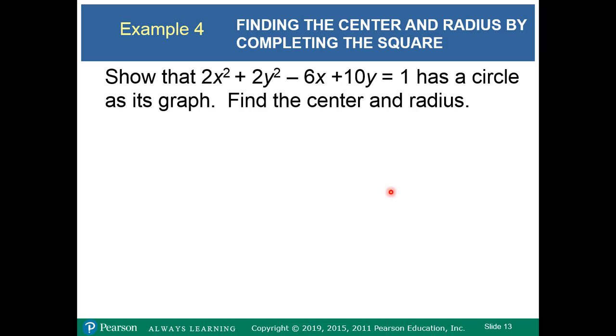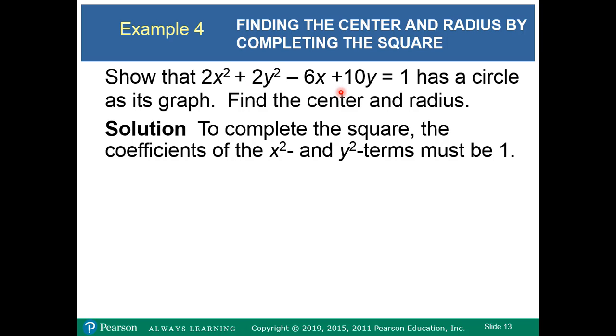Now, show that this expression has a circle as its graph. Find the center and the radius. So now let's do the exact same thing. We're going to group the x terms together, and we're going to group the y terms together, and then we're going to do the completing the square twice again.